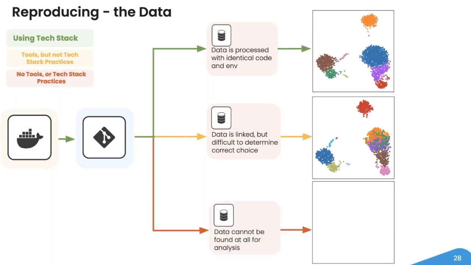And maybe without using tools or tech stack practices, data can't be found at all. It's only available upon request, which isn't answered, or it's only available behind a paywall. And that unfortunately results in an empty UMAP plot. It's important to highlight that with data, sometimes there are certain regulations that are put into place, which is definitely understandable. But in this case, we're thinking about publicly available data that was not linked.